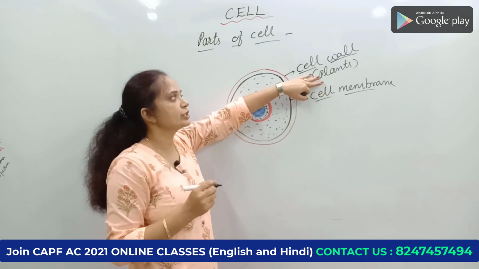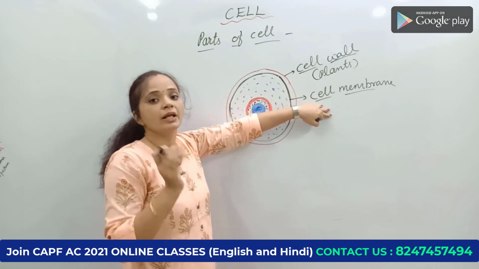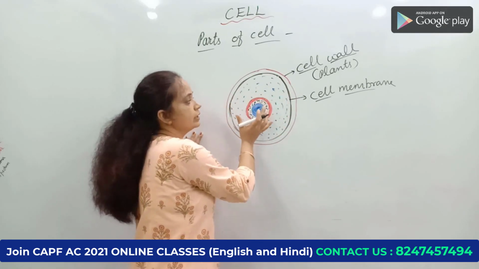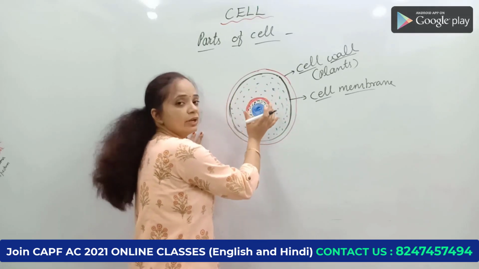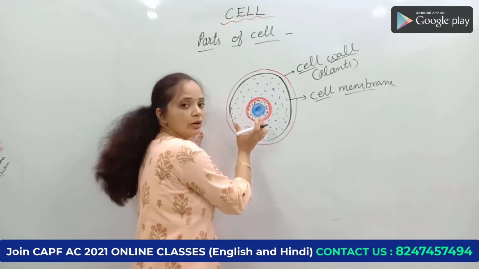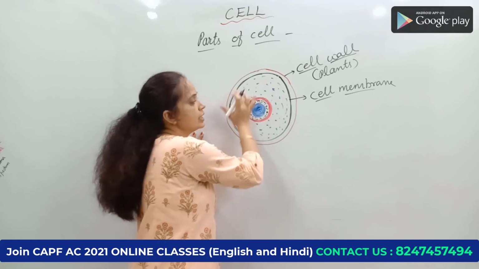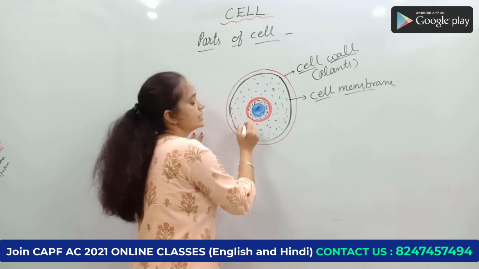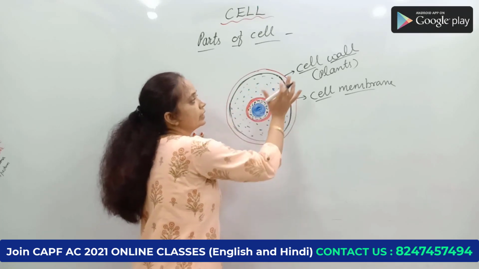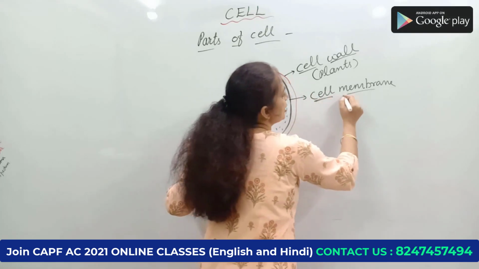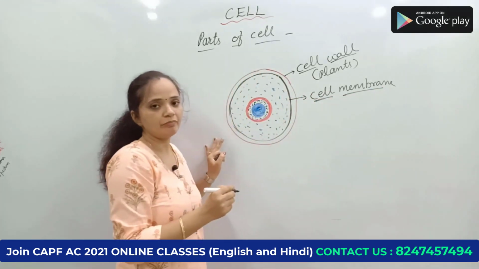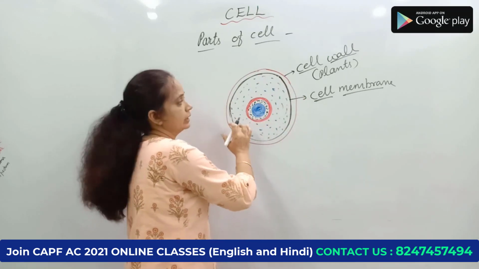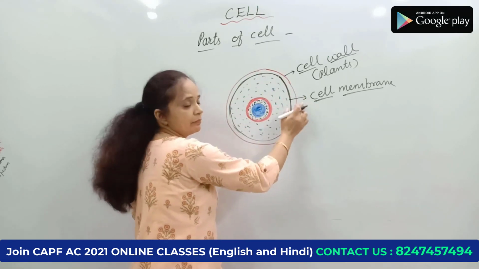What is the function of the cell wall or cell membrane? It protects the inner cellular material, the different cell organelles. Whatever the different organelles present in the cell, they are protected by the cell membrane. That is how the outer covering is called the cell membrane.